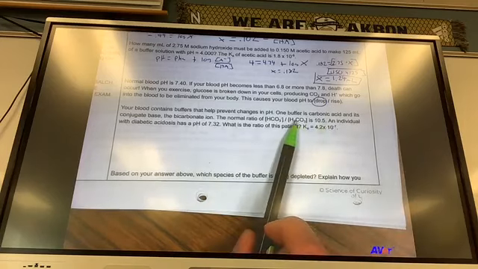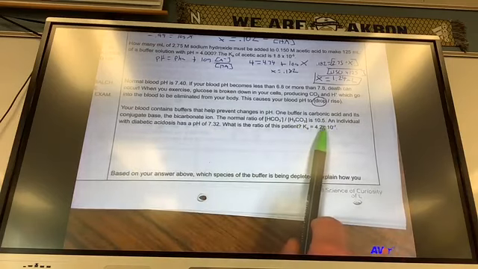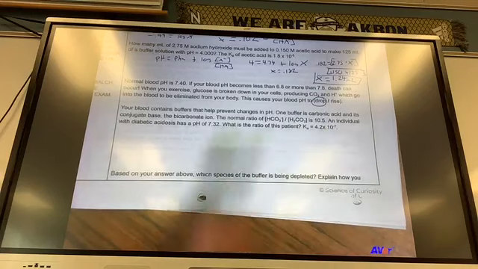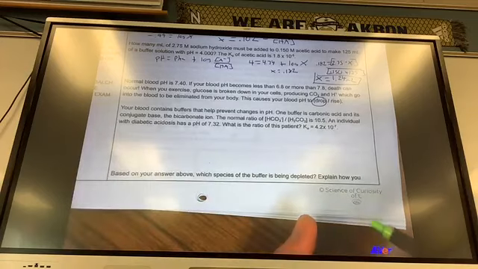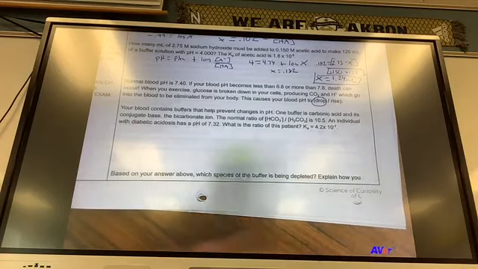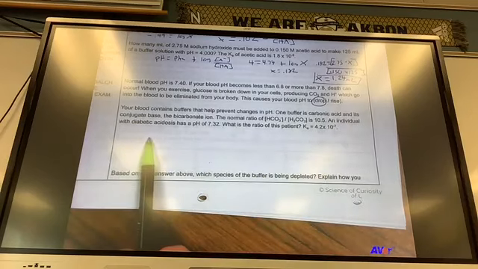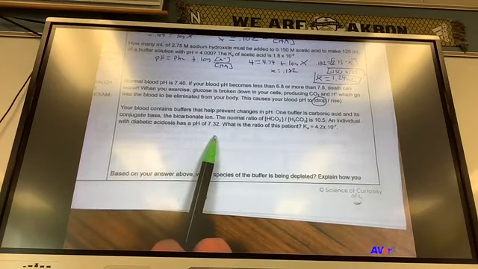One buffer is carbonic acid and its conjugate base, the bicarbonate ion. The normal ratio is 10.5. An individual with diabetic acidosis, sounds like bad breath, has a pH of 7.32. What is the ratio of this patient?